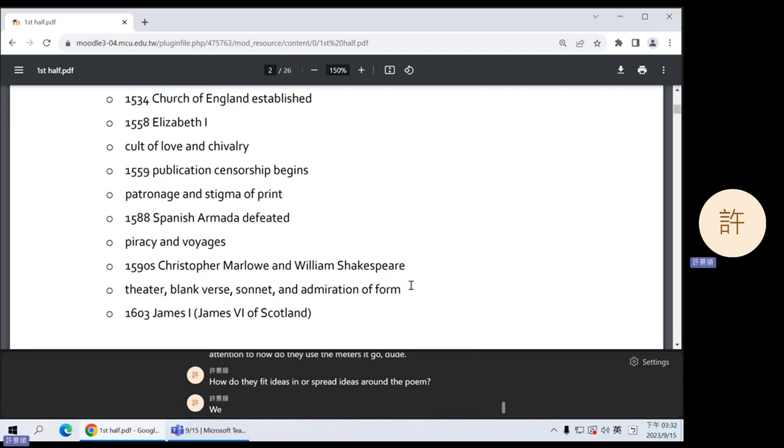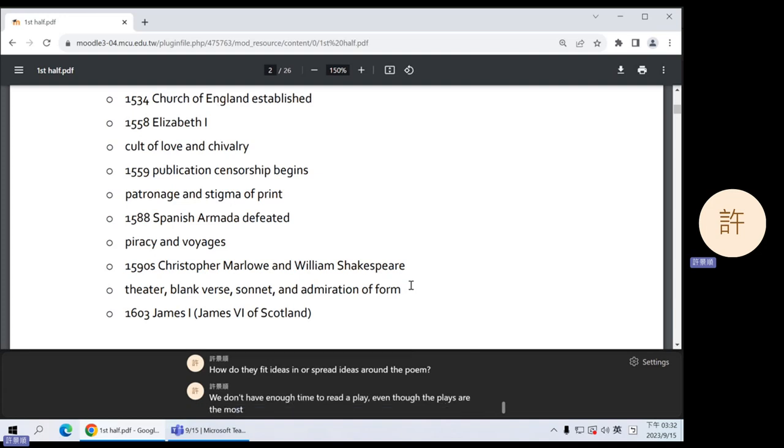We don't have enough time to read a play, even though the plays are the most important kind of literature from this period. If you're interested in plays, I'm also teaching Shakespeare this semester on Monday, and you can take that course.